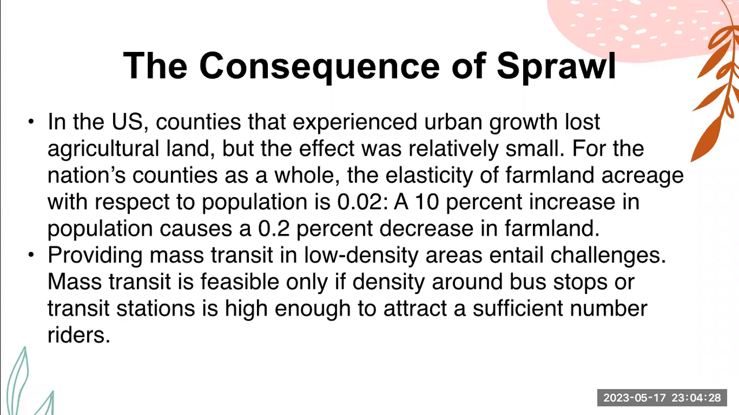Okay, the next consequence is that providing mass transit in low density areas entails a lot of associated challenges. So mass transit is feasible only if density around bus stops or transit stations is high enough to attract a sufficient number of riders. For most people, the maximum walking time to a transit stop is about 10 minutes. So a transit stop can serve households within an 800-meter radius.